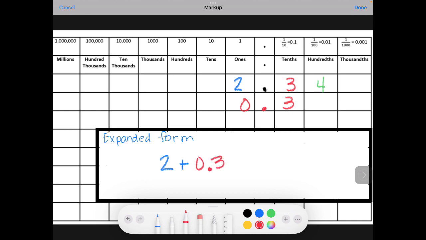I have 2 and I have 3 tenths, okay? And my last digit is my 4 over here in the hundredths place. And so if I were going to write that numeral by itself, it would look like this. I would have zeros holding the place of the tenths and holding the place of the ones. So that's how I would write this last part.